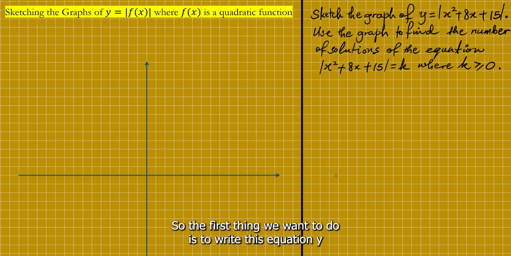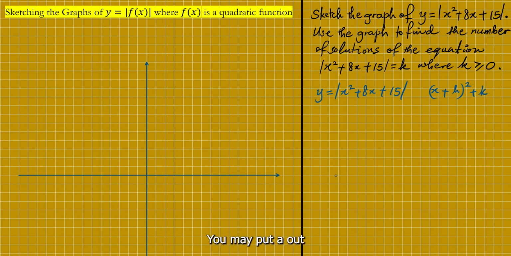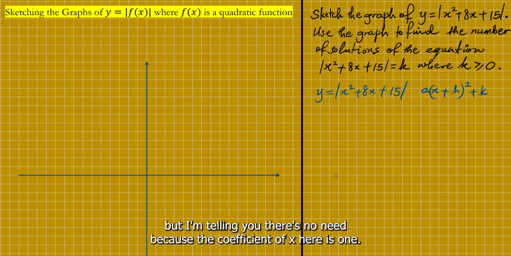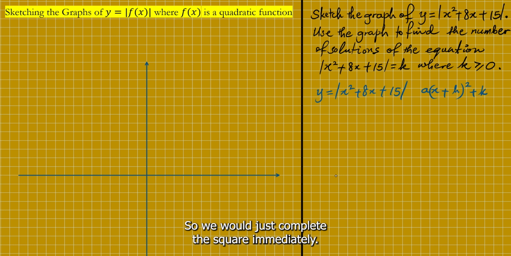Okay, so the first thing we want to do is to write this equation, y equals x squared plus 8x plus 15, in the form of (x plus h) all squared plus k. You may put a out, but I'm telling you there's no need because the coefficient of x squared here is 1, which means a here will also be 1. So we will just complete the square immediately.